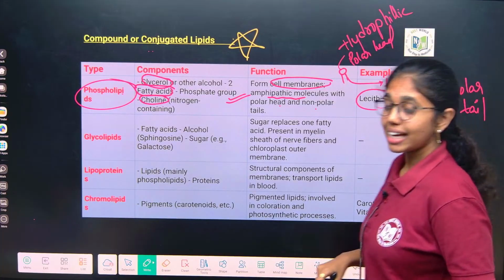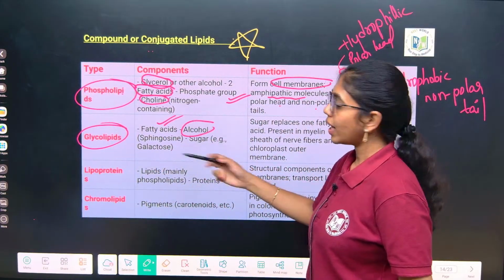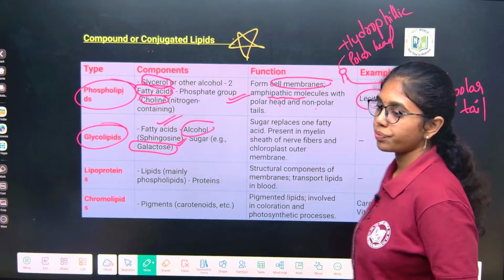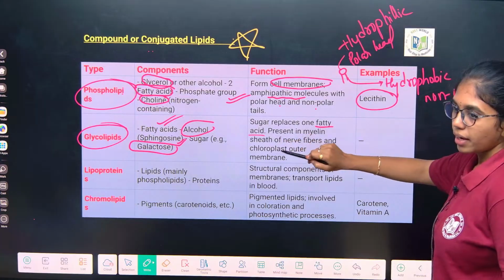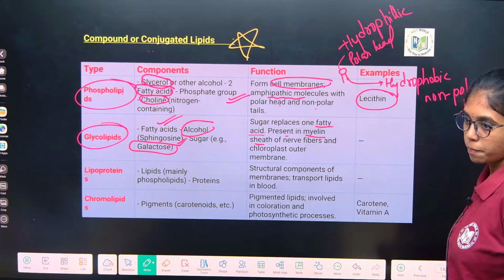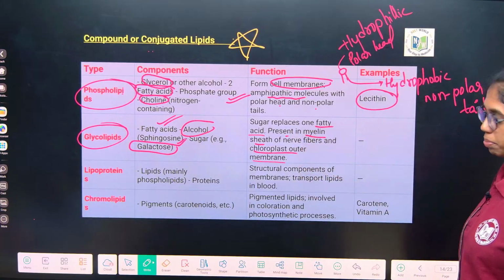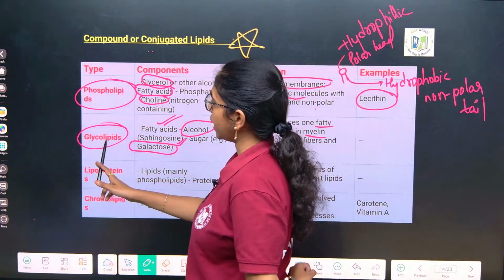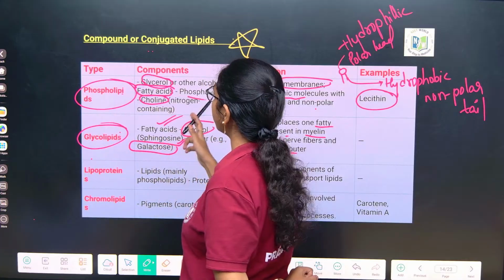Fine. Next is glycolipids. Glycolipids include fatty acids and alcohol, for example sphingosine, and they also have sugar molecules, for example galactose. Sugar replaces one fatty acid here. They are present in the myelin sheath of nerve fibers, and the chloroplast outer membrane also has glycolipids. The name itself says lipid molecules have sugar molecules. Phospholipids, the name itself says it has a phosphate group.